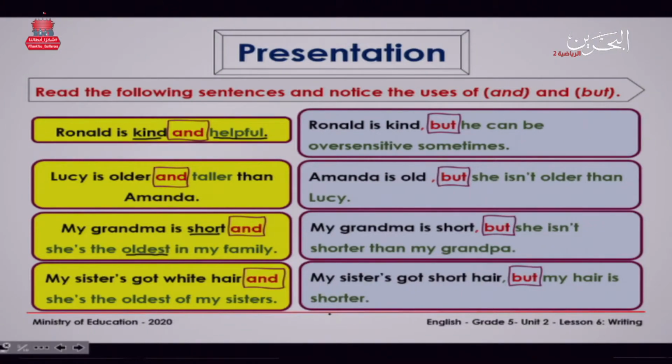Let's look at but. Ronald is kind, but he can be oversensitive sometimes. We have here kind is a positive adjective and oversensitive is not positive, it's negative. So we are linking two adjectives. One is positive and the other one is negative. Let's look at the last one. My sister's got short hair, but my hair is shorter. So we are here comparing between my hair and my sister's hair.